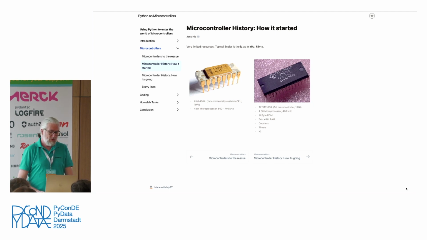A few words about the history. So to the left is the first available CPU, the famous Intel 4004 from 1971, and to the right, the Texas Instruments TMS 1000 from 1976, which is already that very mentioned combination of a CPU, 4-bit CPU at 400 kilohertz, and some ROM and some RAM and some I/O, like counters, registers, timers, these things.